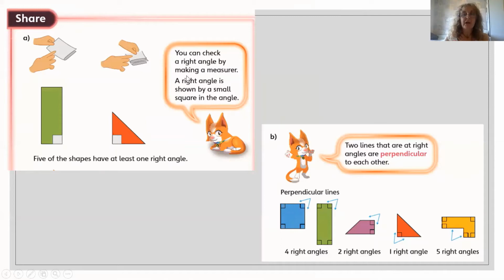Yeah, you can check right angles by making a measure. They suggested that you get a piece of paper and fold it in half that way. But sometimes, if your fold's not correct, you can get a bit misleading. Another good way, if you've got a piece of paper, is just to tear it off so it looks like that, and that makes a really good right angle measure. So that will be a good idea.